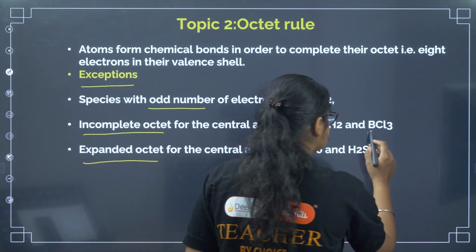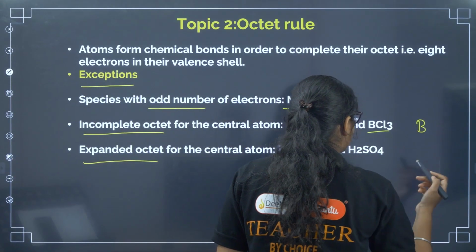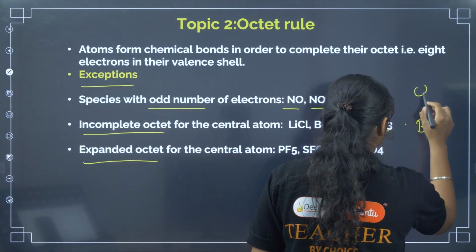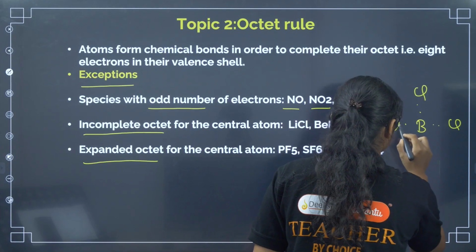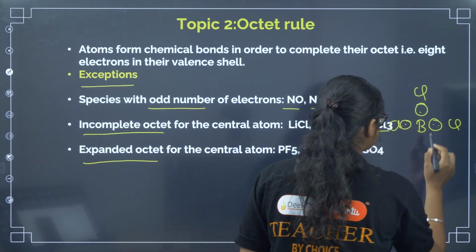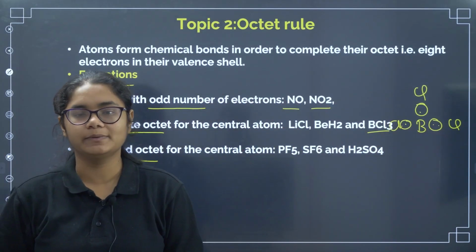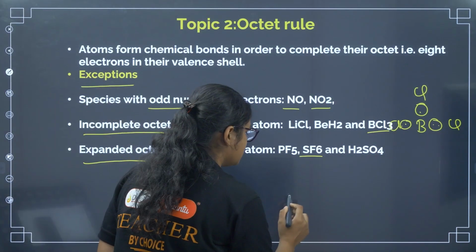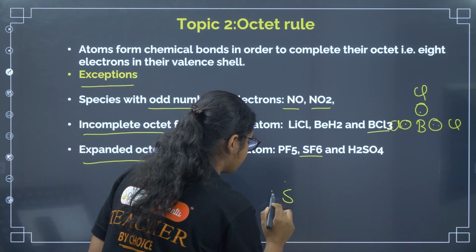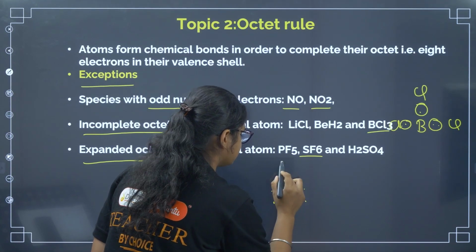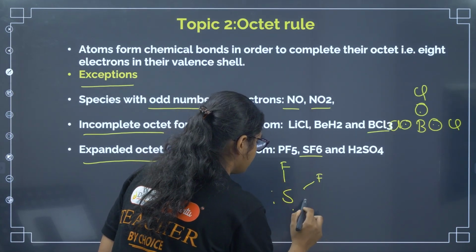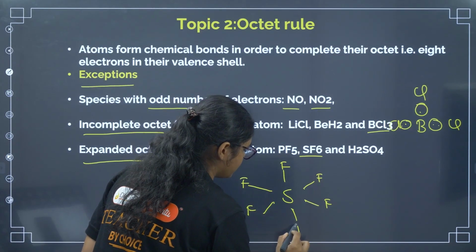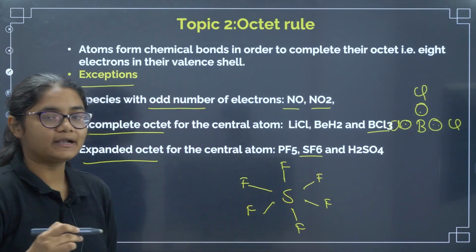So if you see this one, BCl3, boron has 3 electrons in the valence shell, right? So it forms bonds with 3 chlorines. So there are a total of 6 electrons around boron, whereas it should be 8, right? So that is incomplete octet. Now if you see here SF6, sulfur has 6 electrons. So we'll draw it like this, SF6. So 6 valence electrons form 6 bonds with 6 fluorines. So the total number of electrons we get is 12, right?